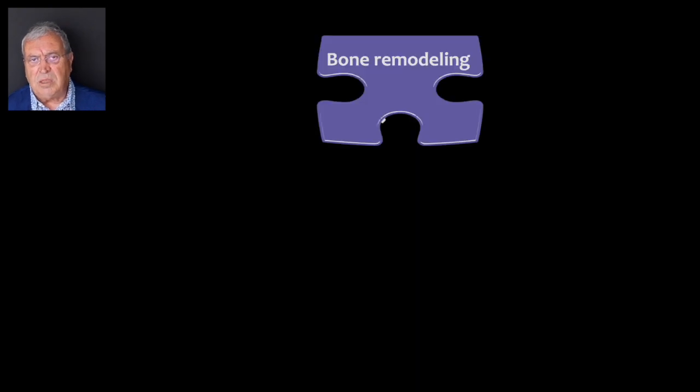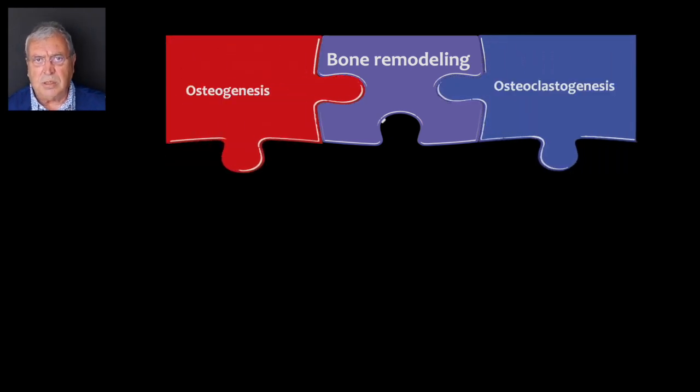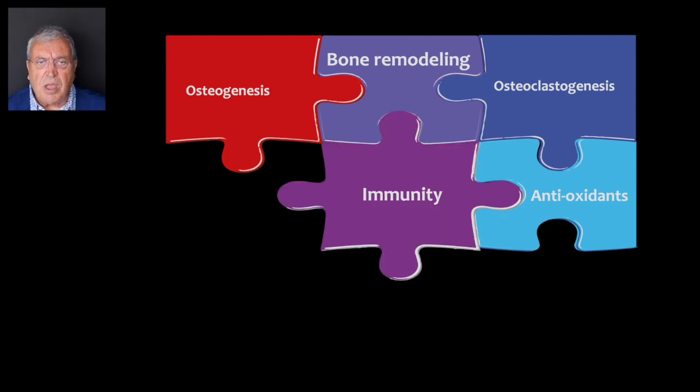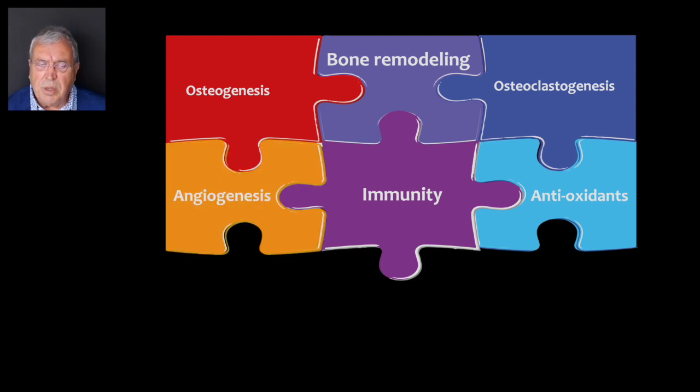The objective is the remodeling, because remodeling is the guarantee of the bone stability. We need both osteogenesis and osteoclastogenesis. The first condition is to have enough antioxidant. Because with the antioxidant you will get the immunity, and with the immunity you will get the vessels. Simply.